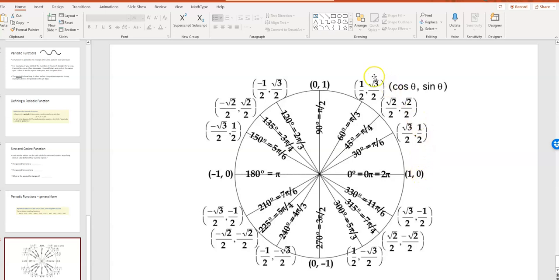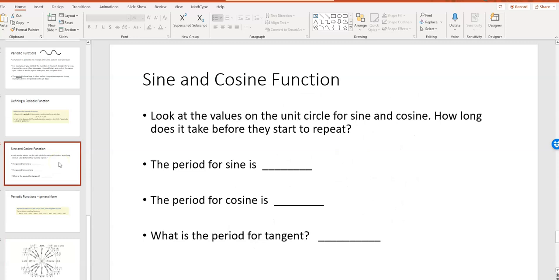So it starts at 0, it goes up to 1, down to 0, down to -1, up to 0, up to 1, down to 0, and so forth. So it takes 2 pi radians, right? That's the angle measure, before it begins to repeat. By the way, the same thing is true for cosine. So the period for sine and the period for cosine are both 2 pi.